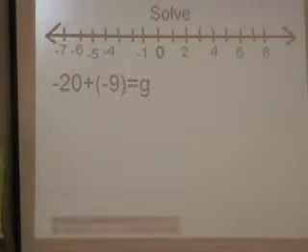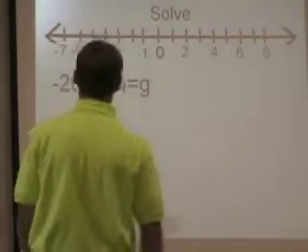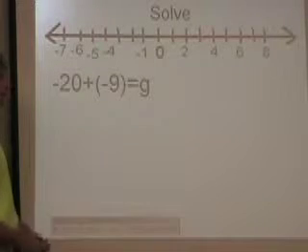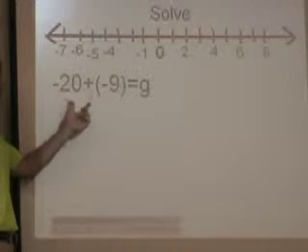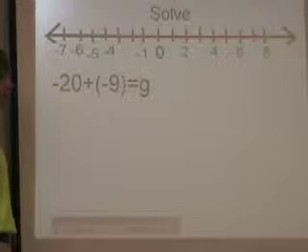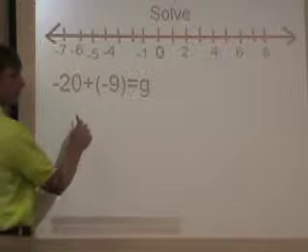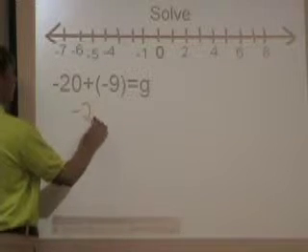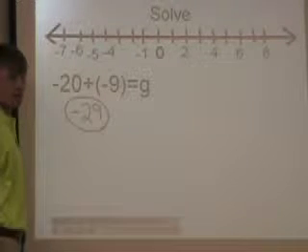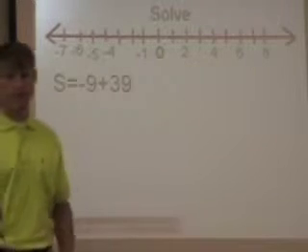Please try this one. Now, Armando, are the signs of these two numbers different or the same? The same. This is negative 20. This is negative 9. Since the signs are the same, do I add or subtract? Add. So what is my answer? Negative 29. And you're finished. Good job.